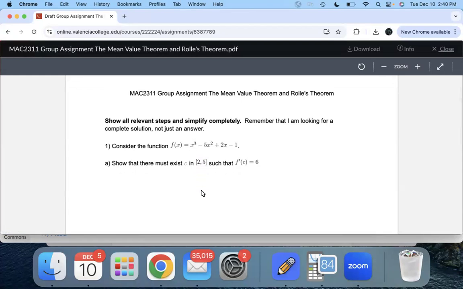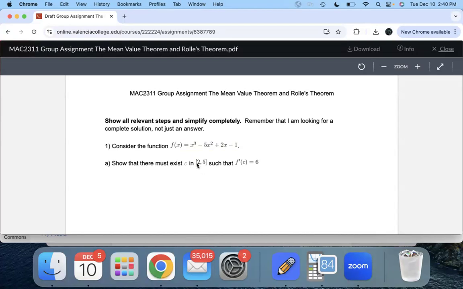You've got to state a couple of things. You've got to state, like I'm literally telling you the answer here, that the function is continuous on the closed interval, differentiable on the open interval. How do we know both of those? Because it's a polynomial. It's differentiable everywhere. It's continuous everywhere. Then you have to find the slope of the secant line.